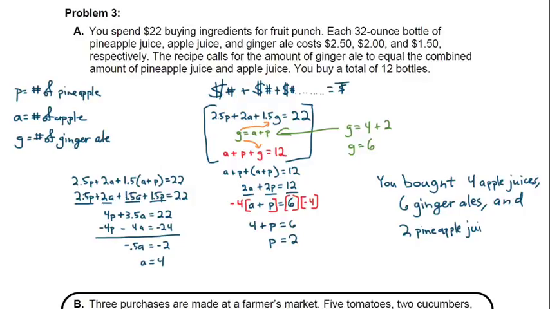Which really is kind of bad English. You don't really say it like that. 4 apple juice, 6 ginger ale, and 2 pineapple juice bottles would be better English. But you could say 4 apple juices, 6 ginger ales, and 2 pineapple juices. That would be fine. And there you are, problem 3.